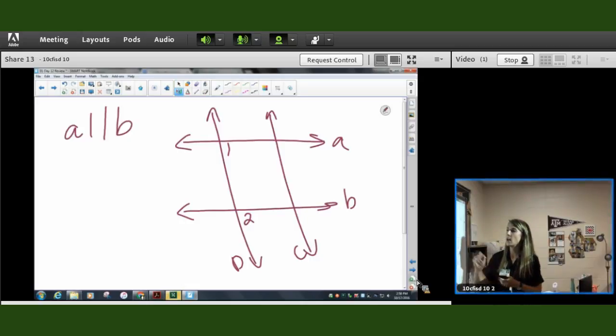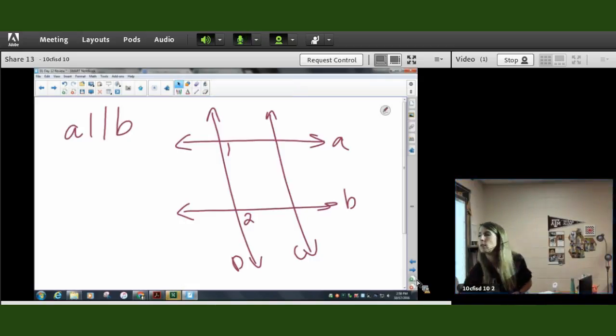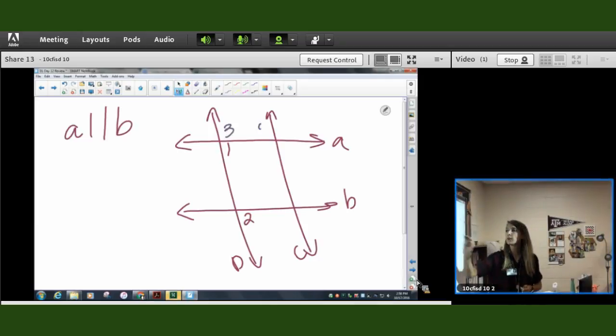And it said angle 3 is congruent to angle 4. Which 2 lines are parallel? Neither. Trey already knew it, like he stole the thunder.